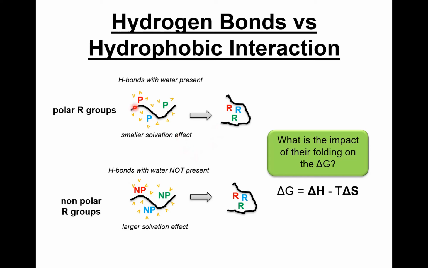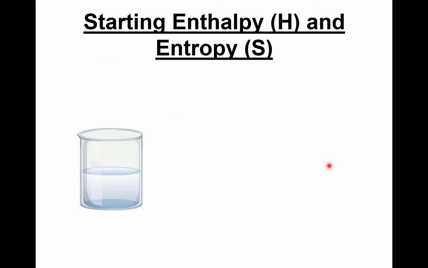The point here is, if you have polar R groups that can form hydrogen bonds or polar interactions causing the folding, in this case you have non-polar R groups folding the protein as well. The non-polar R groups have the largest impact overall on the delta G. To understand that, we have to see the impact of both scenarios on the change in enthalpy and the change in entropy, which combined are the factors that change the delta G. So let's go for it.